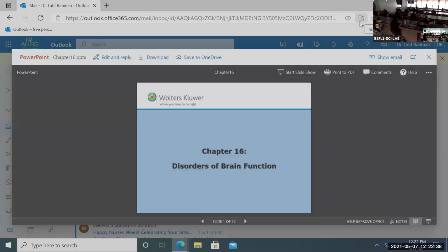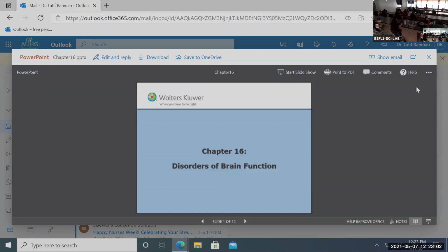Okay, I'm moving on to the next, chapters 15 and 16. Don't forget about the part of the respiratory system, like the pleura.